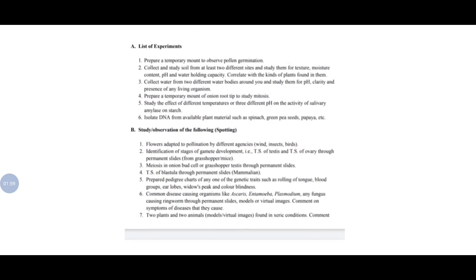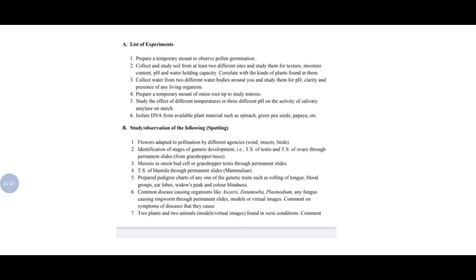Then for your minor you will get experiment number 2: collect and study soil from at least 2 different sites and study them for texture, moisture content, pH and water holding capacity. Correlate with the kinds of plants found in them. And the third experiment: collect water from 2 different water bodies around you and study them for pH, clarity and presence of any living organism. Out of these 2 and 3 minor you will get 1.